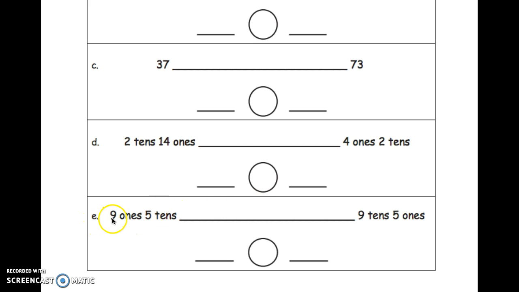And the last one, E, 9 ones, 5 tens is blank to 9 tens, 5 ones. Use the words from the word bank to fill in to make the statement true. Then write the numbers on the line. So 9 ones, 5 tens is what number? 9 tens, 5 ones is what number? And then draw the symbol to compare.